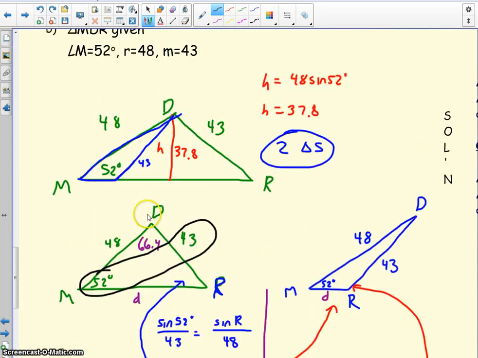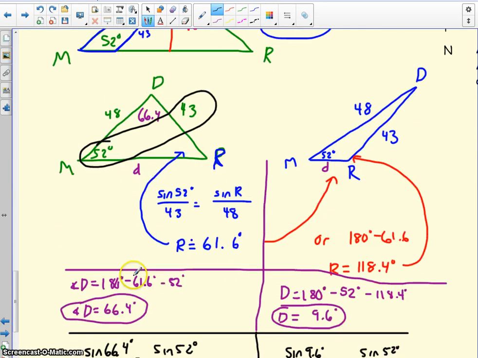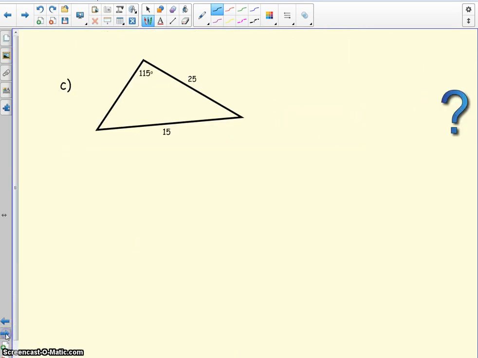Okay, and again, normally I'm not going to tell you if it's ambiguous or not. That'd be something you'd be responsible for finding out on your own, again, by calculating the height and comparing it to the other known sides. Okay, so a couple others to finish off here. So let's take a look at this triangle.